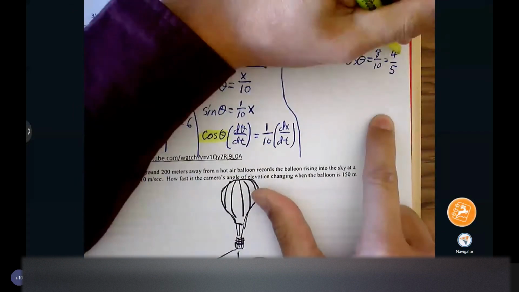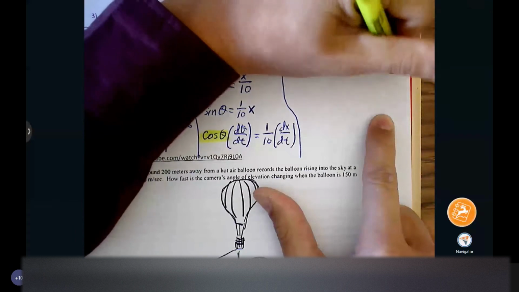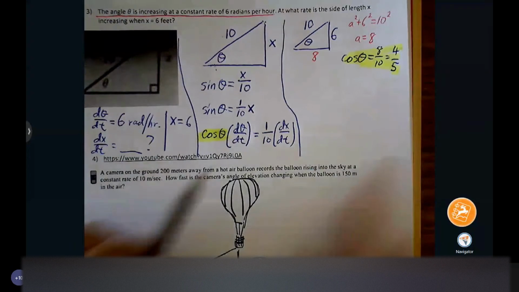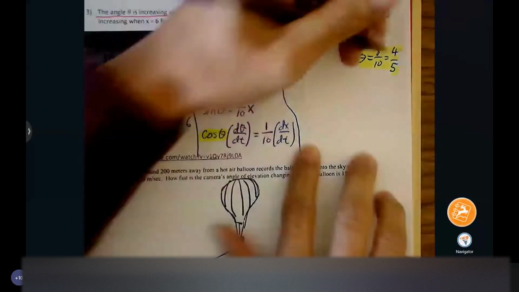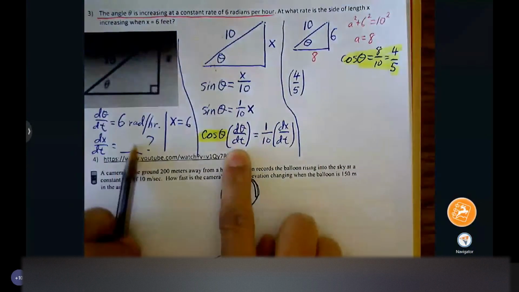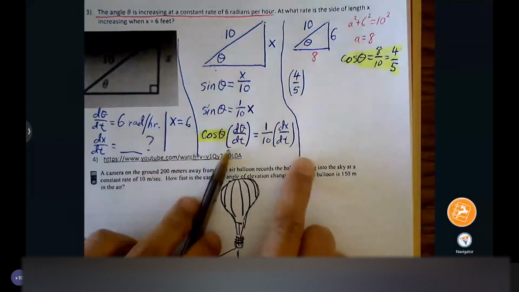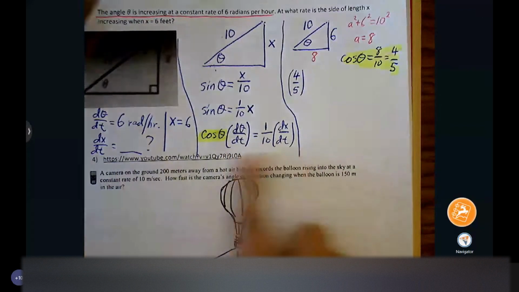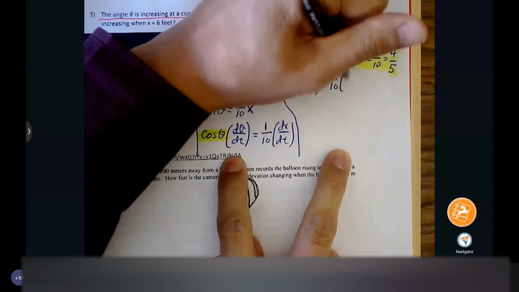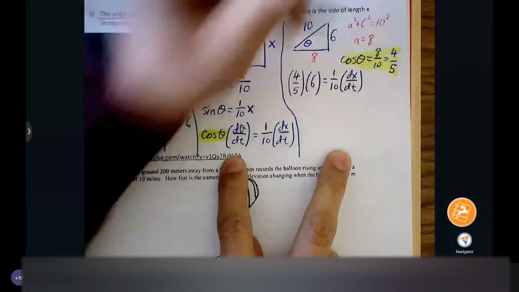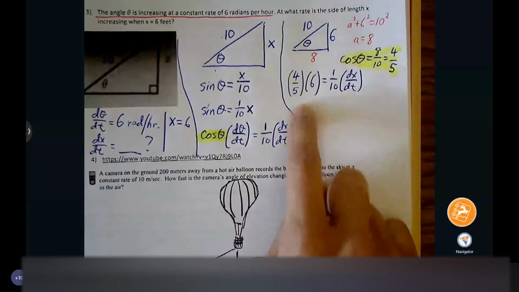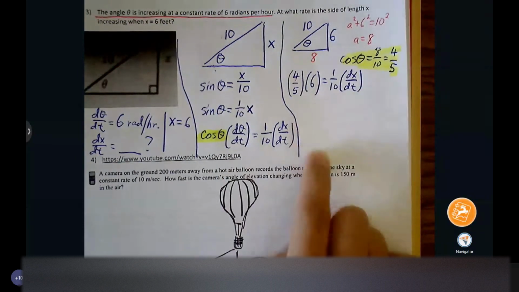So now we're in the clear because we have everything that we need. Now we're just plugging in and solving for our missing variable. So cosine theta gets replaced with 4/5. Usually we're looking for d theta dt. In this case, this is given and we're trying to find another variable. So 6. If I divide both sides by 1/10, that's the same thing as multiplying by 10.